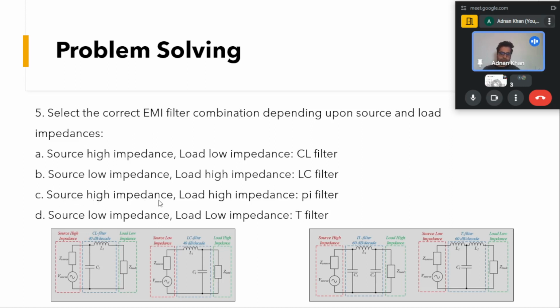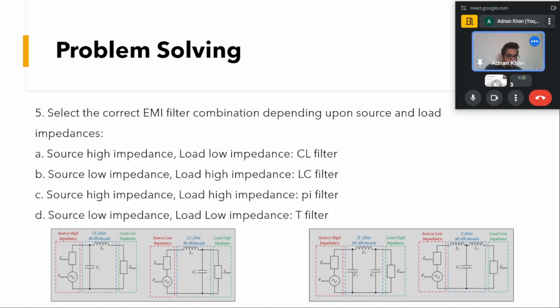So now if the source has high impedance and this load also has high impedance, then on both sides we'll have a low impedance towards the source as well as the load. As such we'll implement a pi filter, with the capacitors towards the source and the load and the inductance in the middle.